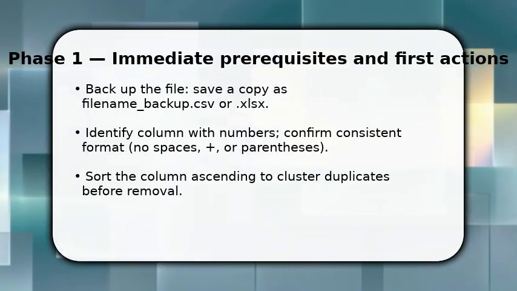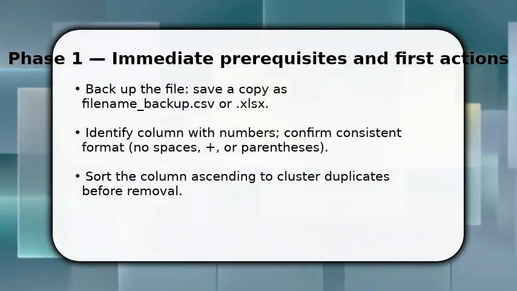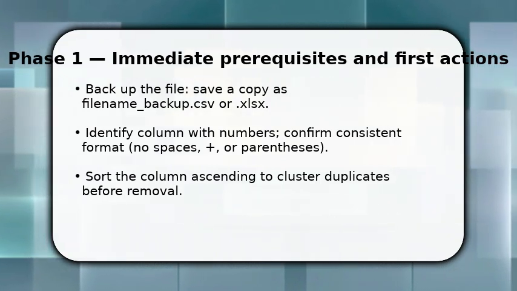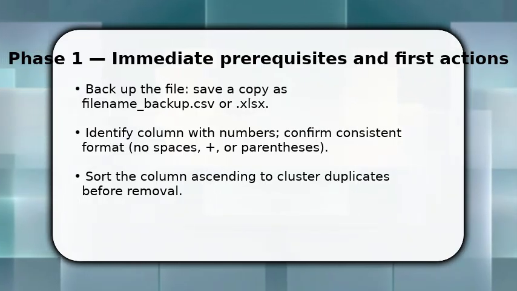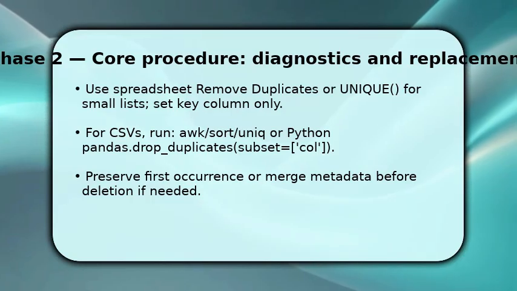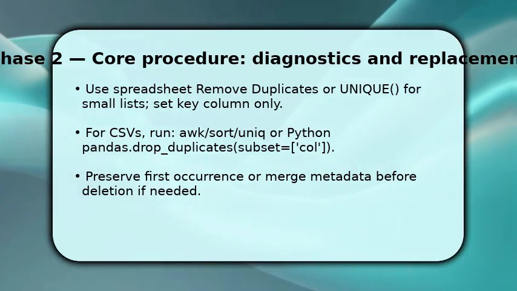Once done, you're ready to apply a deduplication method, either built-in spreadsheet tools or a scripted filter, depending on the size and complexity of the list. You now detect duplicates. In Excel or Google Sheets, use Remove Duplicates or a UNIQUE formula, selecting only the number column so related fields stay aligned.